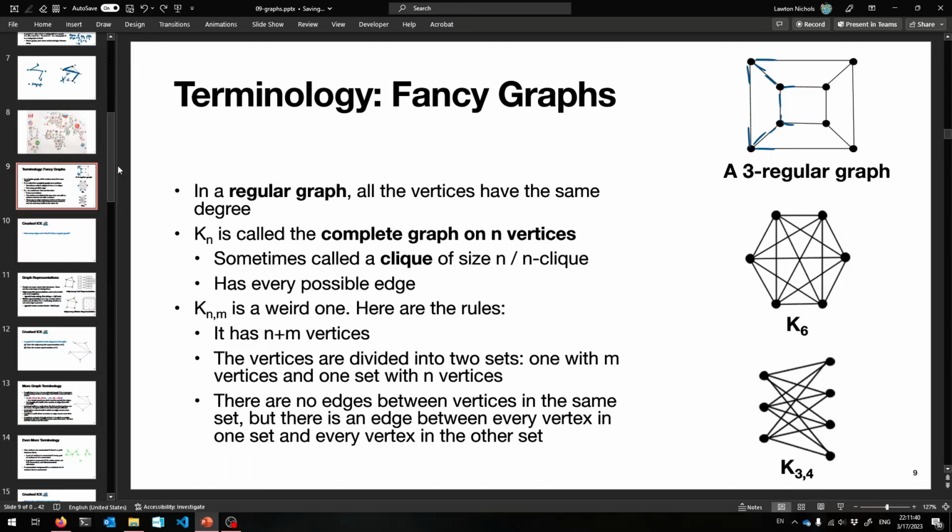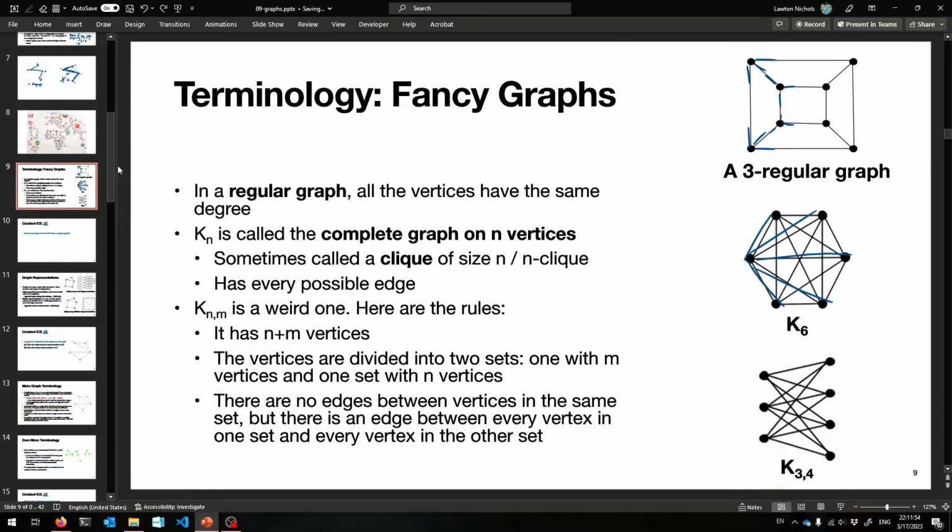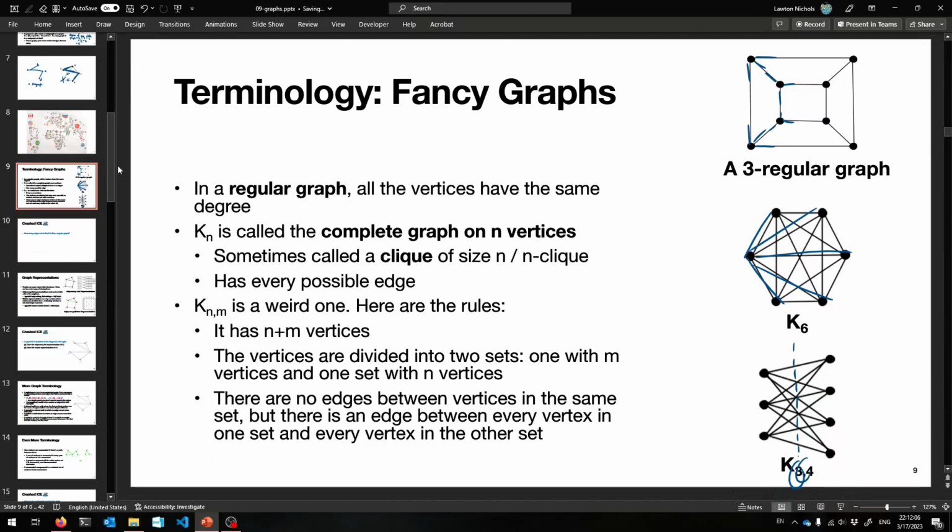This is K6, right? And then finally, we have K n,m. That's probably the weirdest one of the three. This is what it looks like. So K6 has every edge to everybody else. K3,4, for example, is like there's a partition. We've chopped up our graph into two halves, essentially. We have 3 on the left and 4 on the right, essentially.